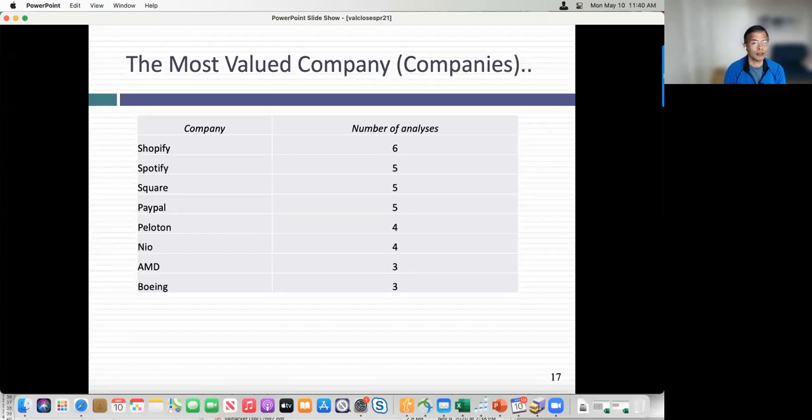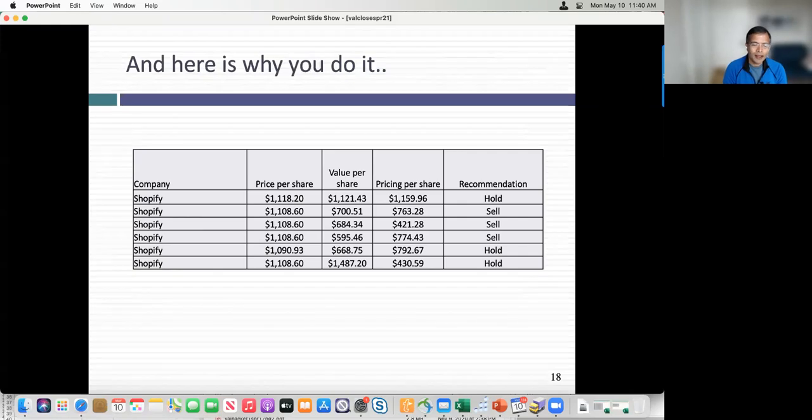AMD and Boeing, which are probably your drag companies. People wanted to get depressed, so they said, let me value AMD and Boeing. AMD, not so much, Boeing, definitely. And often I'm asked why I let people pick the same company. And I said, why does it matter? You could all look at the same company and come up with different values.